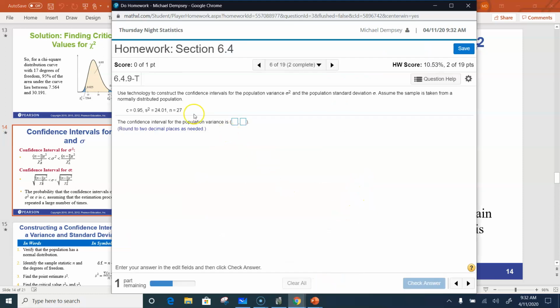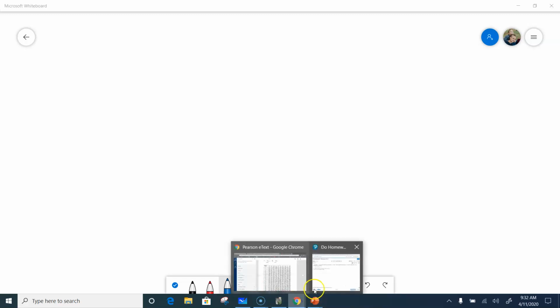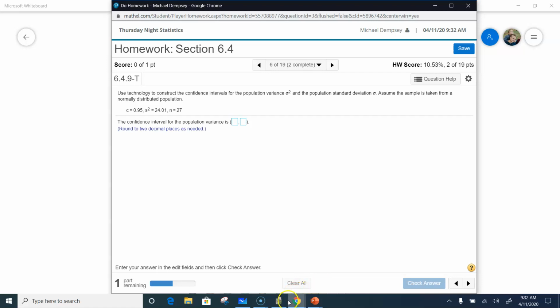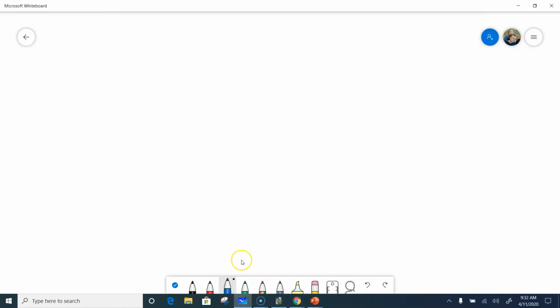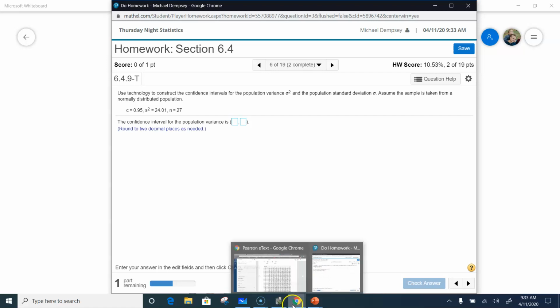Let's look at what they give me. They give me the variance, s squared, it's 24.01. They give me n. I'm going to use n minus 1. And then we're just going to have to go look up our chi-squared left and our chi-squared right, just like we did previously. So you're going to have basically two things here, right? We have our n minus 1. They give me n is 27. So we're going to have 26, times the sample variance. And that sample variance is 24.01.